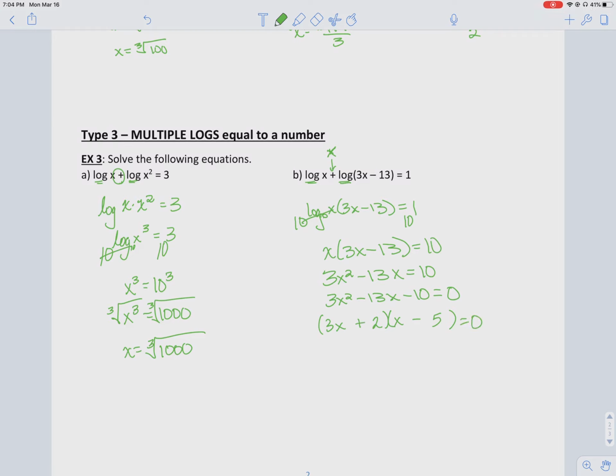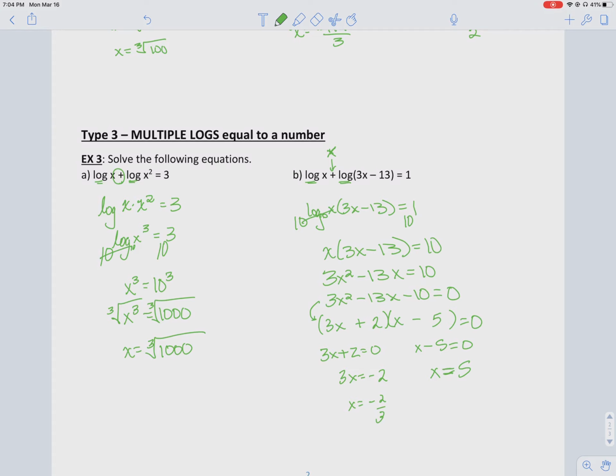And there's a bunch of different ways you can go from here to here. I don't really care how you get that. But I'm going to set each of these answers equal to 0. So now one of my answers I know is 5. The other one, I'll just do a little solving. So I get minus 2, and then I'll divide and get minus 2/3. So we have two answers, 5 and negative 2/3.